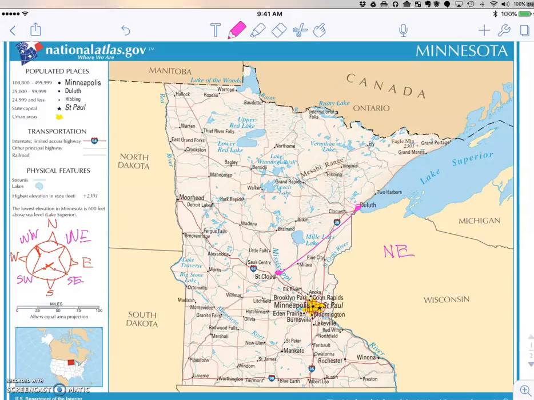Scale has little lines, and they're all marked. So this scale shows markings at 25, 50, 75, and 100. Others don't. Sometimes scale shows markings at a different location. Maybe this would have been 50, this would have been 100. So it just depends on how the map makers want to make it.